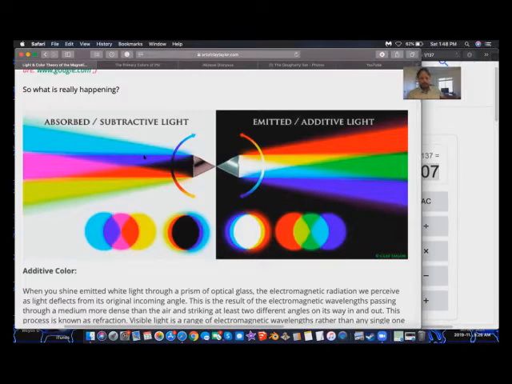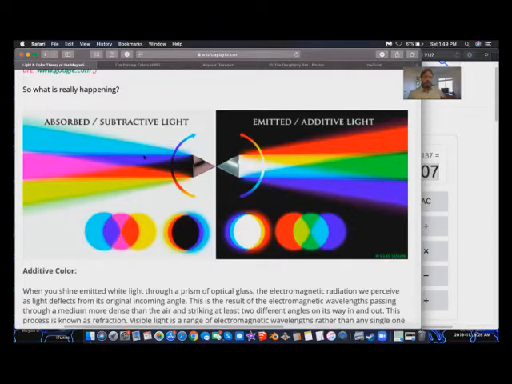It's accurately reproducing nature, because it's working on the same principles. How exactly does absorbed light or subtracted light, how exactly does that work? I can picture how light emission in the prism works, but I'm not quite sure on the absorbed light.